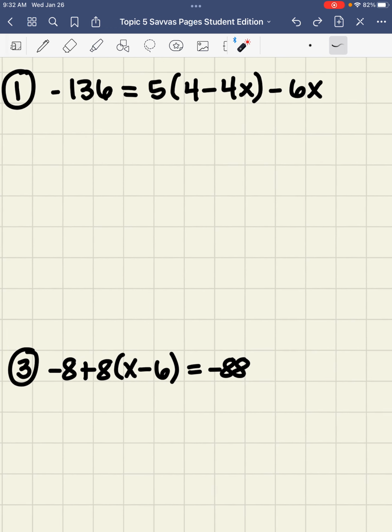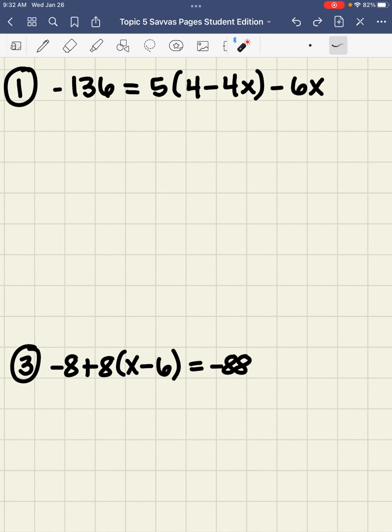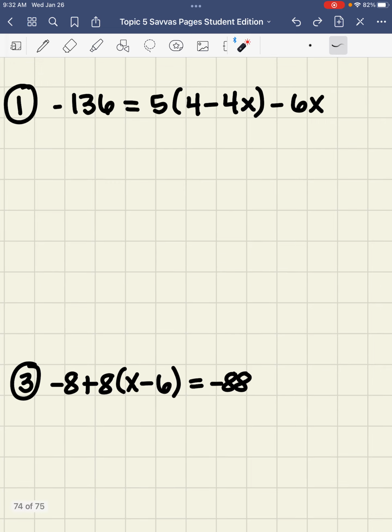So let's look right here with number one. I have negative 136 equals 5 times (4 minus 4x) minus 6x. The first thing I'm going to do is draw a line through my equal sign. That will help me see that I have two sides. But before I can start doing the same thing on both sides, I need to get rid of those parentheses, and I'm going to use the distributive property to do that.